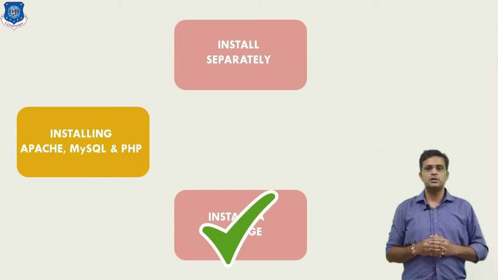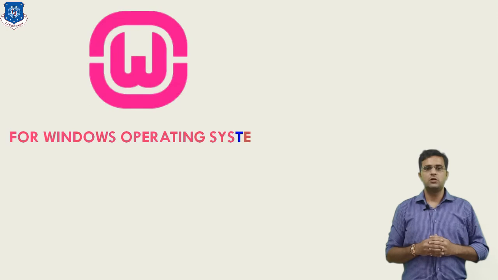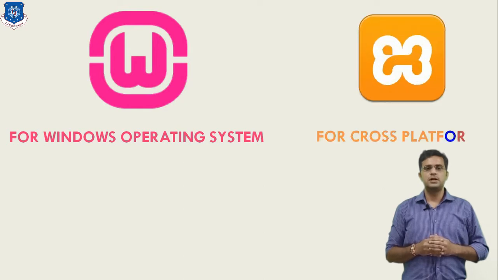Now there are several software packages available to install and configure above mentioned three things. Among them, there are two packages which are widely used by the developers. One is Wamp, or sometimes called Wamp server, used for the Windows operating system, and the other is XAMPP, which is cross-platform package for the web application development. In this video, we will use Wamp server to develop web application. So let's see how we can install Wamp server.